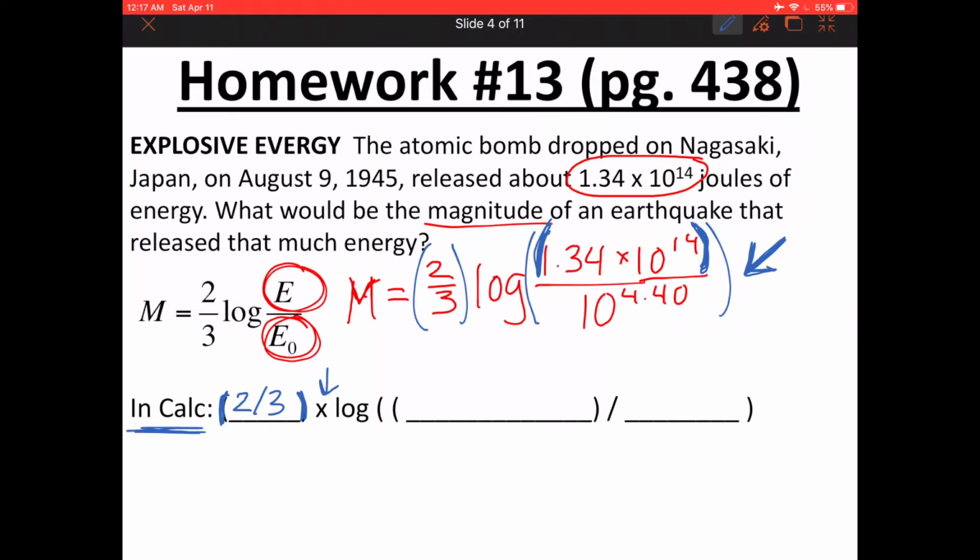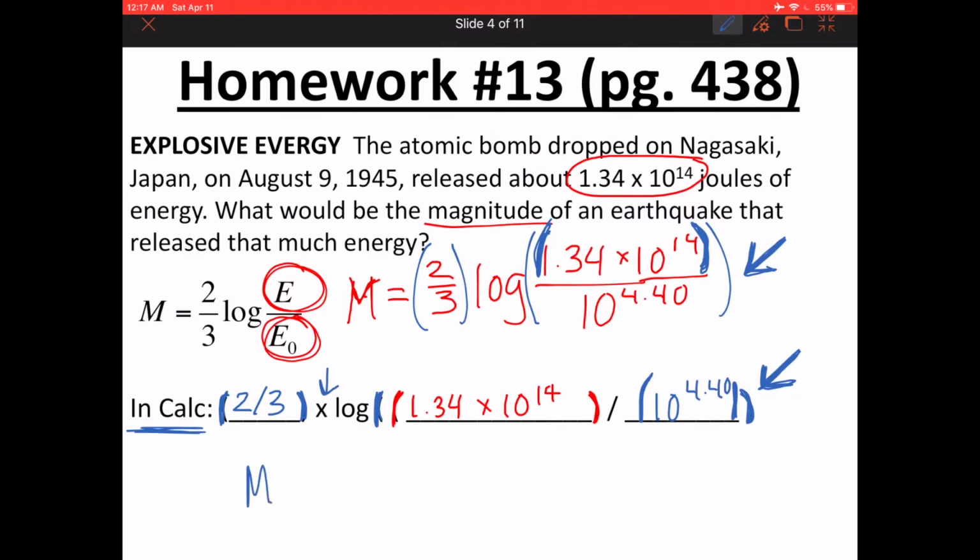My multiplication symbol, log. Notice I have a general parentheses for my log, but then I also have a second set of parentheses for my numerator. So then I would have 1.34 times 10 to the 14th in my second set of parentheses. And my denominator does not need its own parentheses, but if you wanted to put 10 to the 440 in parentheses, you certainly could. Okay, so now we have our equation and how we should be entering it into the calculator.